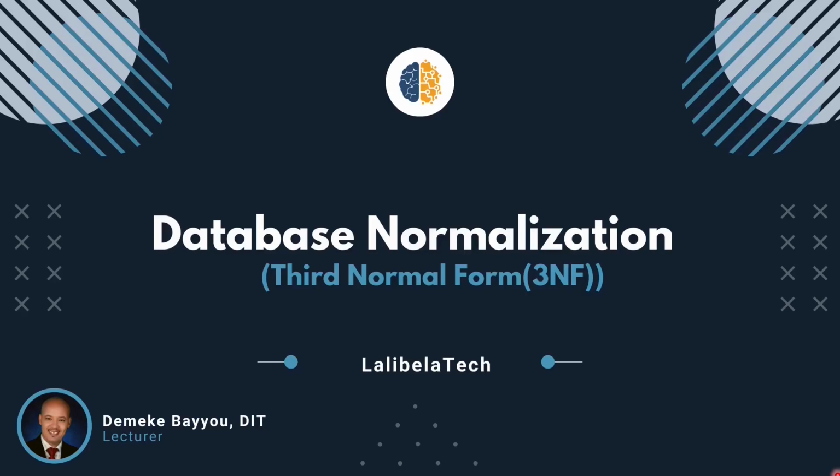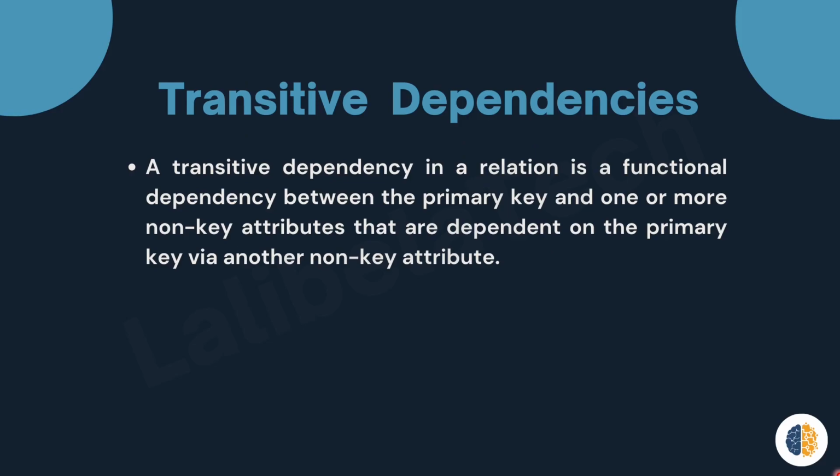In this video, we will discuss third normal form, transitive dependency, and how to convert second normal form to third normal form. A relation is in third normal form if it is in second normal form and no transitive dependencies exist. What is transitive dependency? Transitive dependency in a relation is a functional dependency between a primary key and one or more non-key attributes that are dependent on the primary key via another non-key attribute.